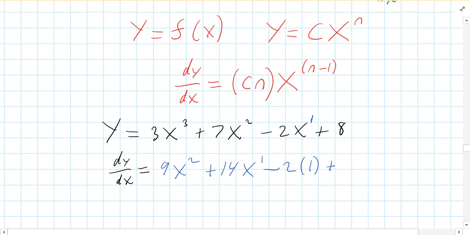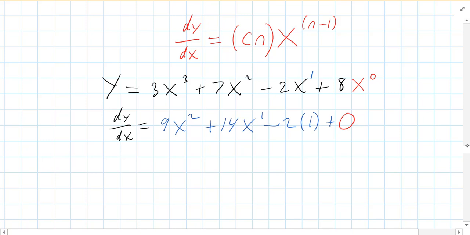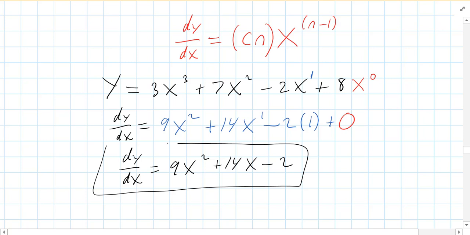Plus, now this last term, it's 8, and then it's x to the 0. Okay, so what's 0 times 8? Well, 0. Okay, so if I were to write this a little cleaner, you're going to have dy/dx equals 9x squared plus 14x minus 2. So what you've just determined is the slope of that graph at any position. Any x you put in there will tell you the slope of that graph at that moment. Okay.